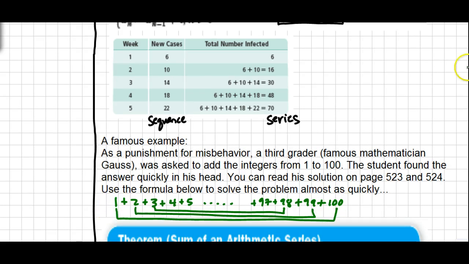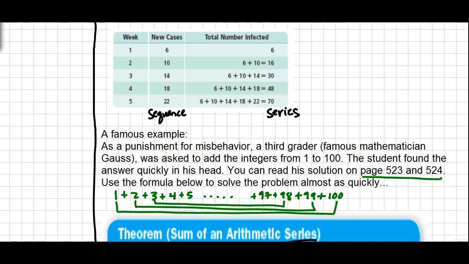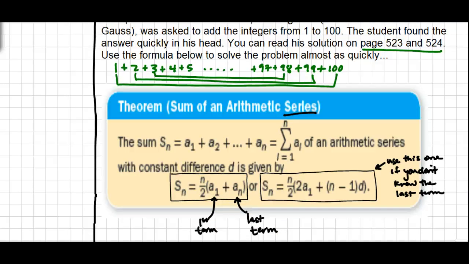So what's cool about that, and you can read more about it in your textbook if you'd like on 523 and 524, they've summarized that whole idea now into a formula, which works for any sequence or any series. If you take the first term and the last term and add them together and multiply by half the number of terms, you'll get the sum. So rather than sitting there and adding them by hand, you can just do this formula.